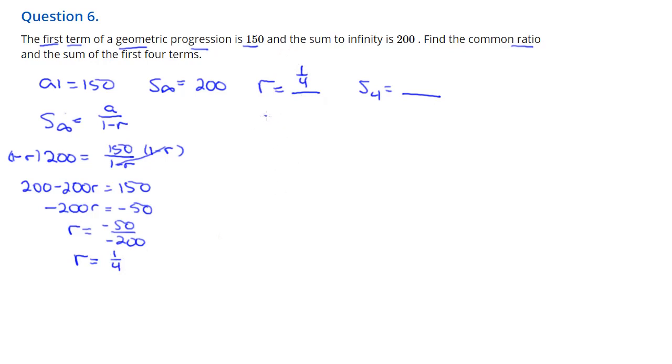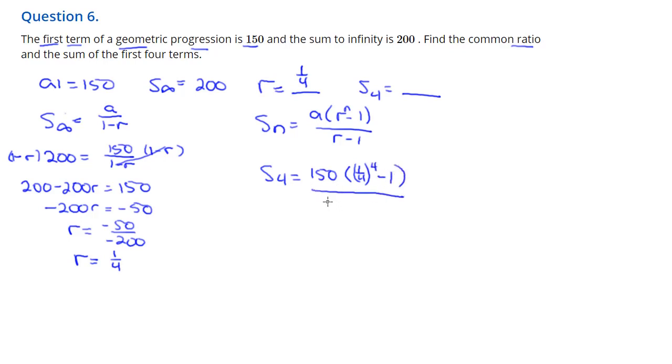Now they want me to find the sum of the first four terms. Now that's not infinite, so I've got a specific number of terms. I'm going to use this formula now. And so to find the sum of the first four terms, I substitute in a, which is 150, and then r, which I now know is 1/4 or 0.25. I'm going to raise that to the fourth power, since that's how many terms I want, and subtract 1, all divided by r minus 1, which is 1/4 minus 1.